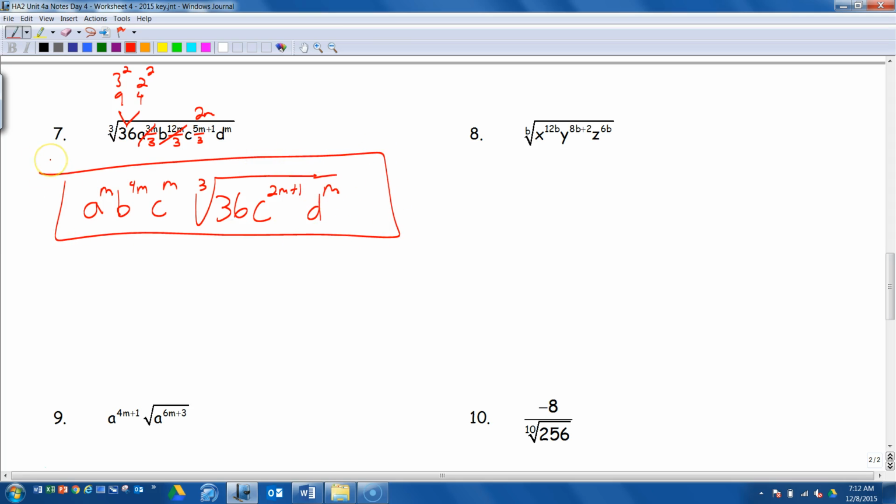So that's it. Same thing here, divide the powers by b. So we get x to the 12th. We get y to the 8th. That 2 does not come out, so that's going to stay in there. And then you divide this by b and you get z to the 6th. And then you get the b root of y squared, because that 2 did not come out.